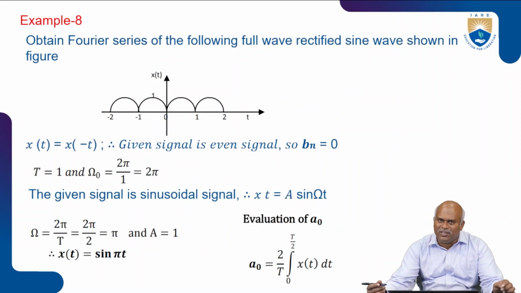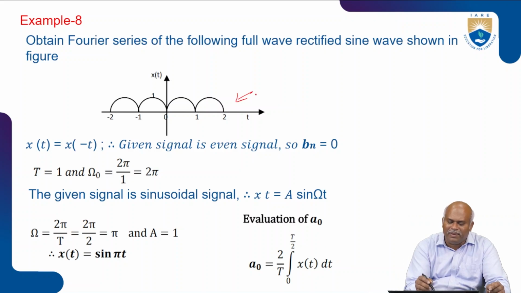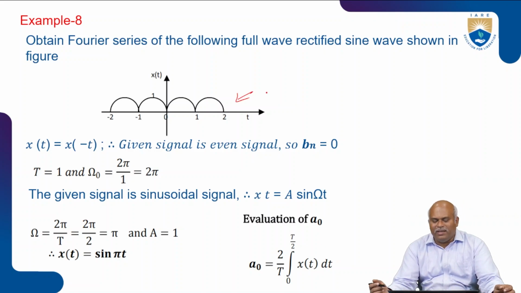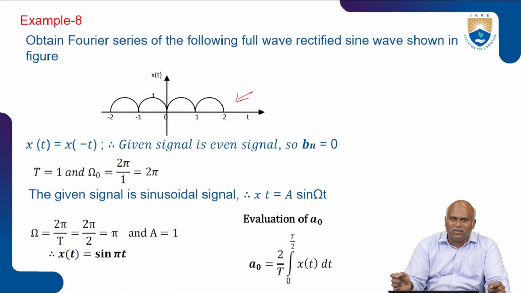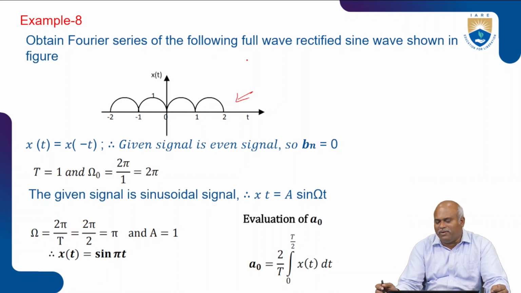Up to this much we received for the signals. Now in this case we received the waveform, a full wave rectifier. Based on this waveform, we need to convert it to an equation. Obtain the Fourier series of the following full wave rectifier sine wave shown in the figure.